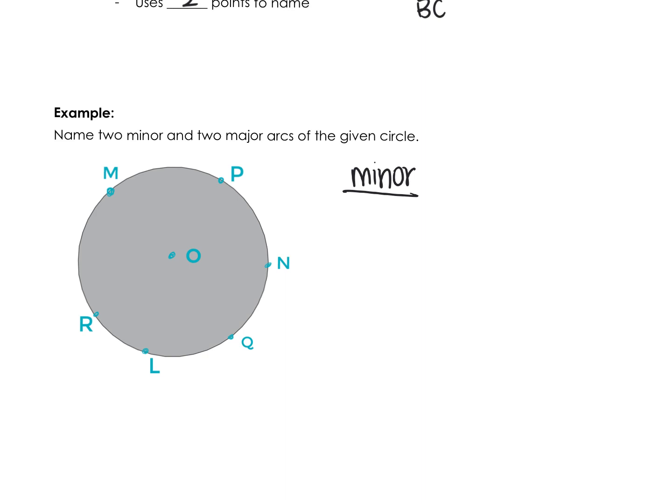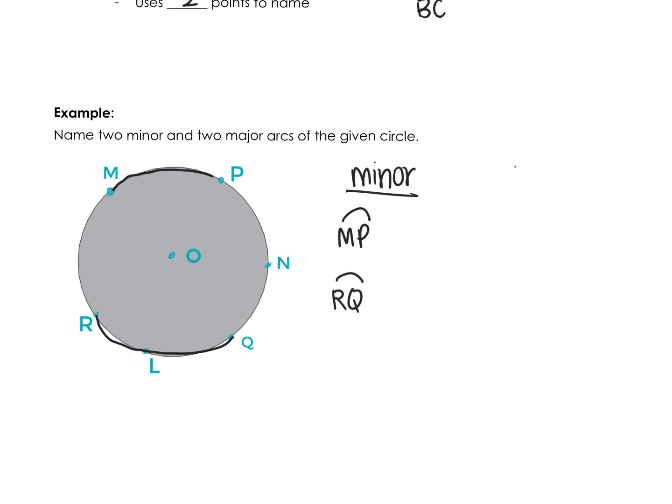Okay. So for example, arc MP is minor. I know that's less than half the circle. So you don't have to know exactly what it measures because 180 degrees is half the circle. So as long as your arc takes up less than half the circle, you're good. And then I could also use RQ. So even though it goes through point L, I don't have to use that as part of my minor arc.